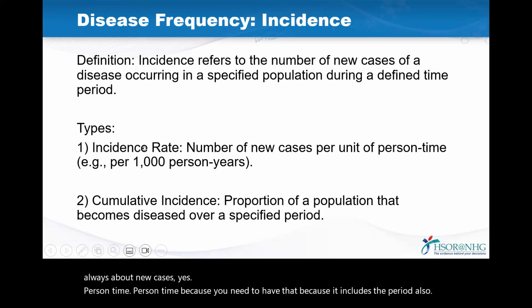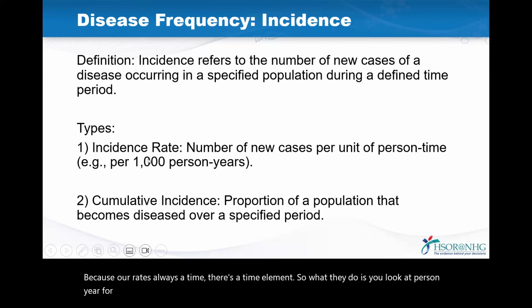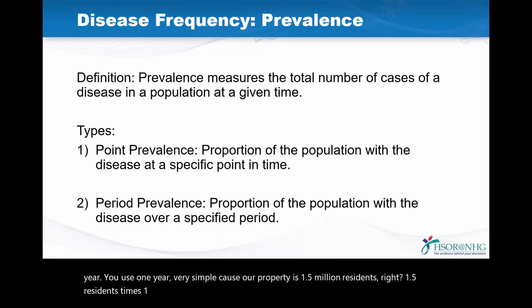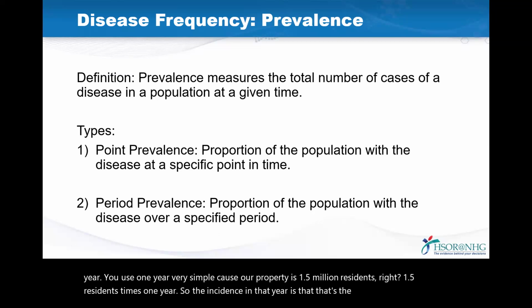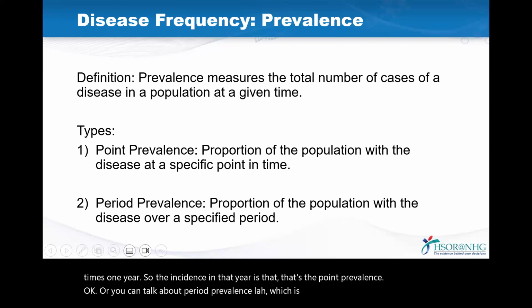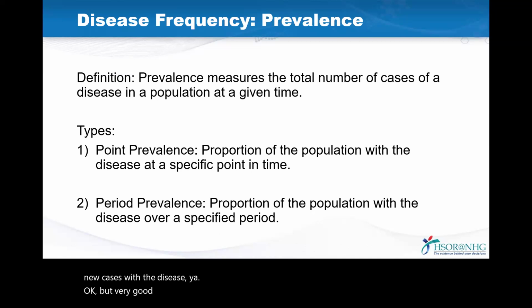Because a rate always has a time. There's a time element. So what they do is you do a person year. For example, let's say you talk about Singapore population, you can multiply by 1 year. You use 1 year, very simple, because our population is 1.5 million residents, right? So 1.5 million residents times 1 year. So the incidence in that year is that. That's the point prevalence. Or you can talk about period prevalence, which is in that 1 year, what is the number of new cases with the disease? Very good point. Just remember there is always a period you need to talk about. Otherwise, it doesn't make any sense.